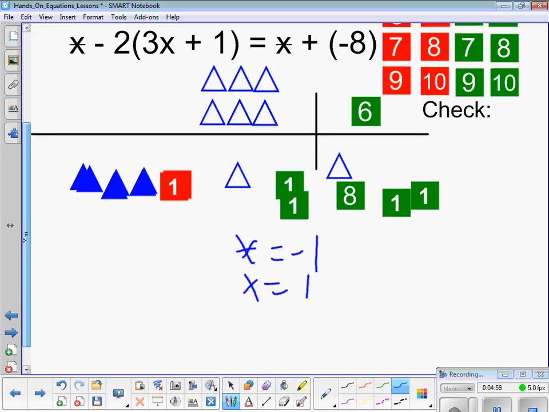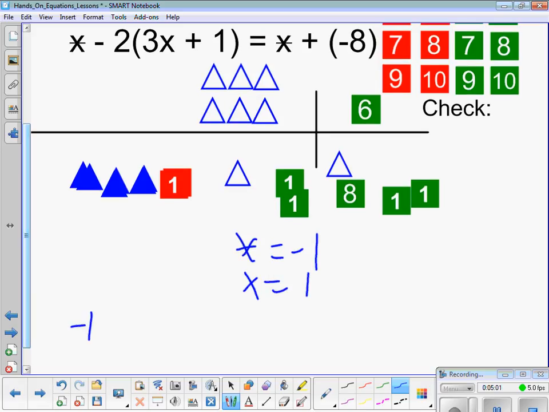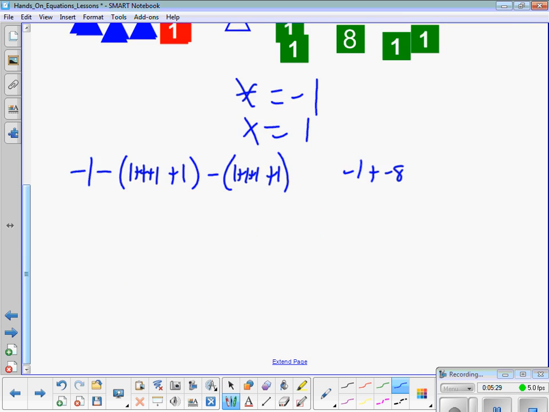Now let's see if that works. If I take negative 1 and I subtract 1 plus 1 plus 1, that's what 3x means, plus 1, and I subtract 1 plus 1 plus 1 plus 1, negative 1 plus negative 8. Well, let's see what we get. Negative 1 plus negative 8, both negative signs, negative 9. Well, here I have a 4, here I have a 4.